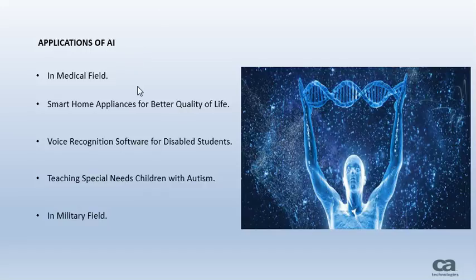Teaching special needs children with autism. Robots are acting as therapy assistants to help parents and therapists in teaching special needs children with autism. In the military field, recently I was going through Deccan Chronicle and found an article on how artificial intelligence will help to create weapon systems which will include drones, machine guns, tankers, fighter bombers, ships, submarines. So this is quite useful when it comes to the military field.